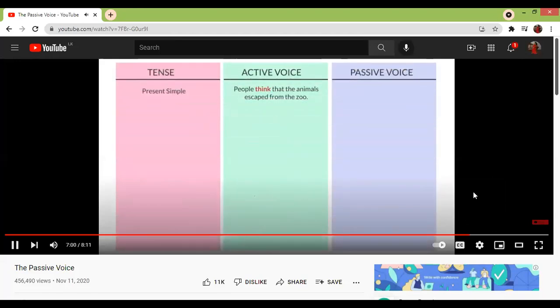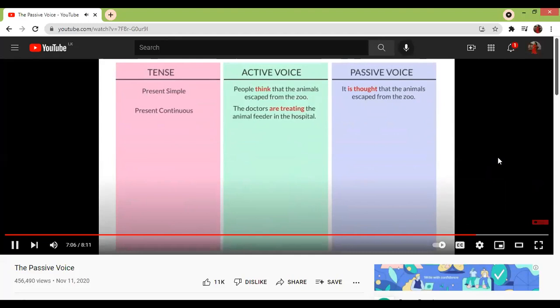People think that the animals escaped from the zoo. It is thought that the animals escaped from the zoo. Right. So this is the simple present tense. The active voice sentence is people think that the animals escaped from the zoo. So we can say it is thought that the animals escaped from the zoo. Okay.